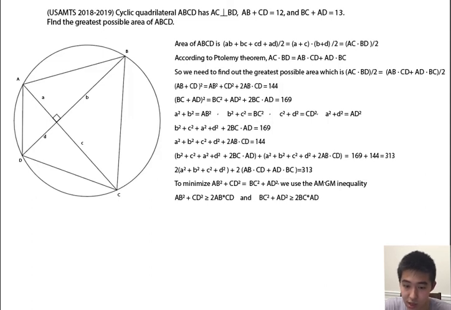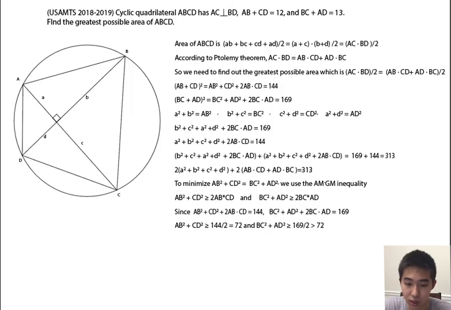Combining this with the equations we had before, AB squared plus CD squared is greater than or equal to half of 144, which is 72, and BC squared plus AD squared is greater than or equal to half of 169. That is greater than the 72 that we found previously. So that means that a squared plus b squared plus c squared plus d squared is at least 169 over 2.